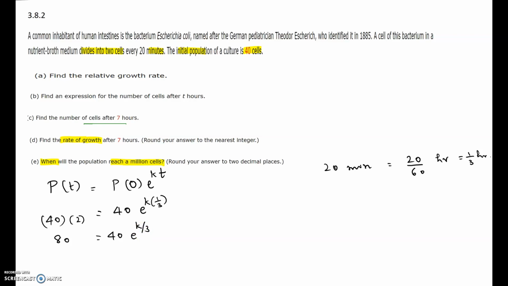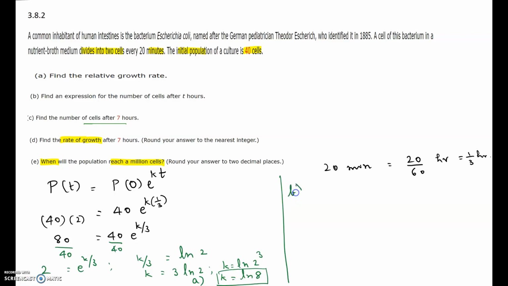So if we divide both sides by 40, you get 2 equal to e to the k over 3, or k over 3 equal to ln of 2, or k equal to 3 times ln of 2, or k equal to ln of 2 cubed by property of ln, that is ln 8. So the relative growth rate equals ln 8. So part A answer is ln 8.